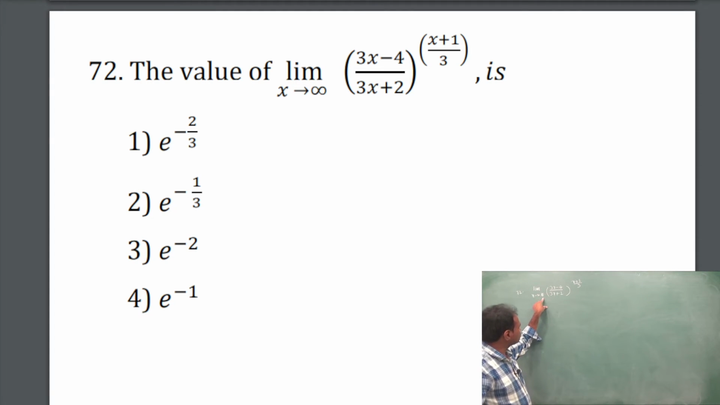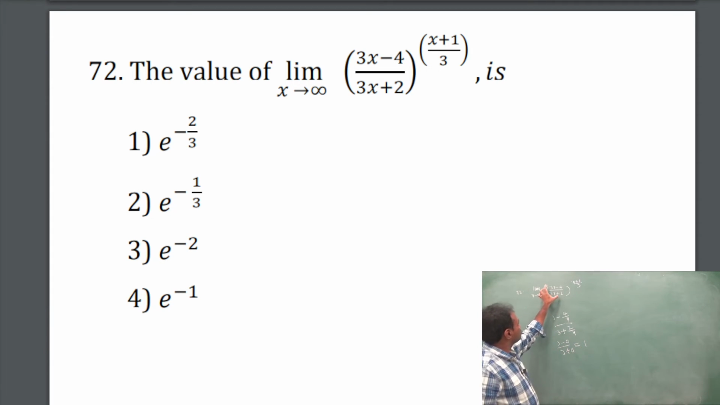As x tends to infinite, we have to take the highest power common, that is x common in the numerator and x common in the denominator. That gives 3 minus 4 by x divided by 3 plus 2 by x. As x tends to infinite, 1 by x tends to 0, therefore 3 minus 0 by 3 plus 0, that is 3 by 3, which is 1.